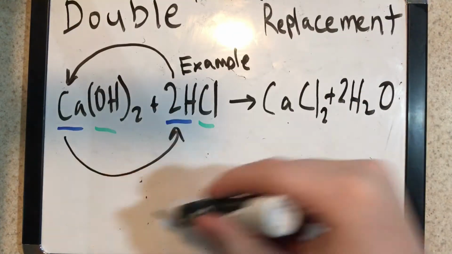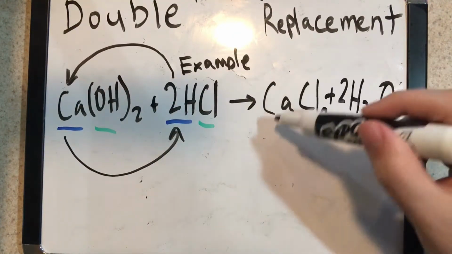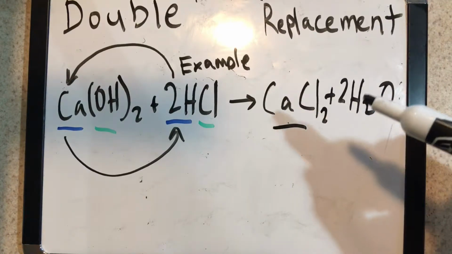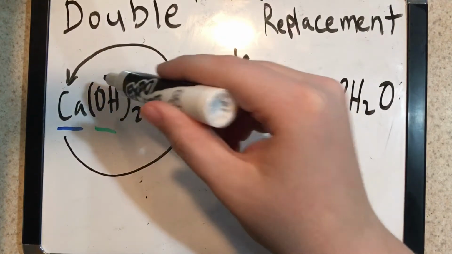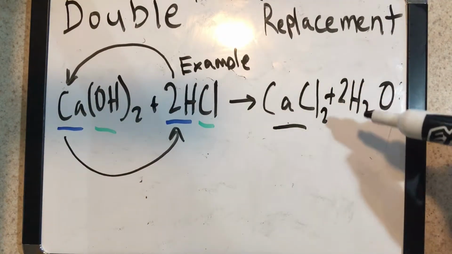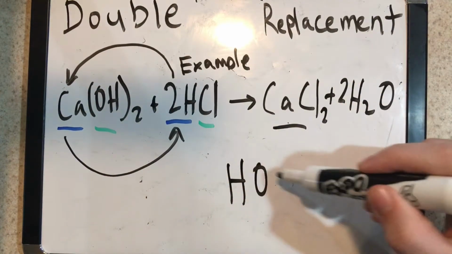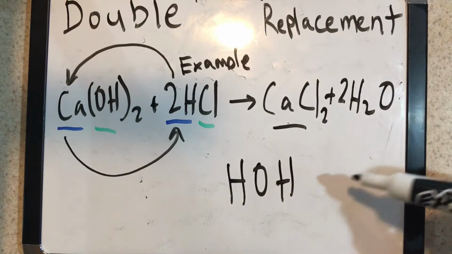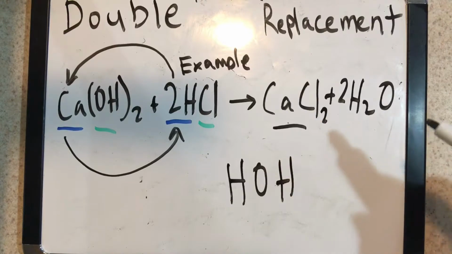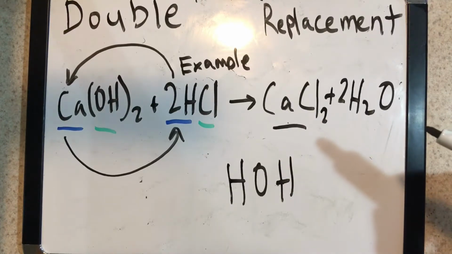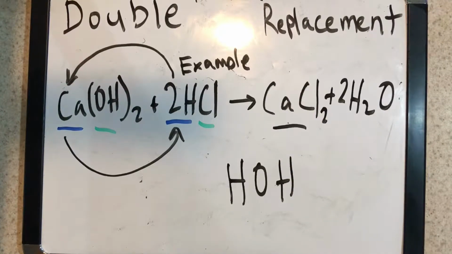So, calcium would go next to chlorine, making CaCl2, and this hydrogen would go next to the OH, making HOH, which before we found out commonly is water. So, with this, we have CaCl2 plus H2O, already provided in its balanced form.